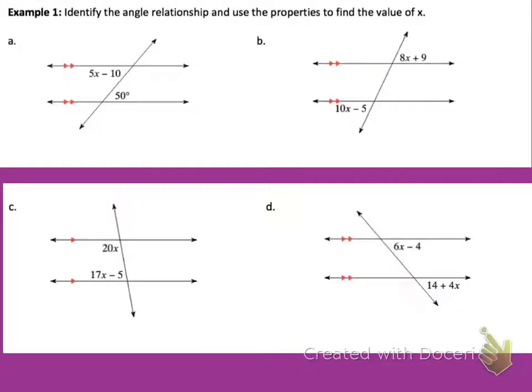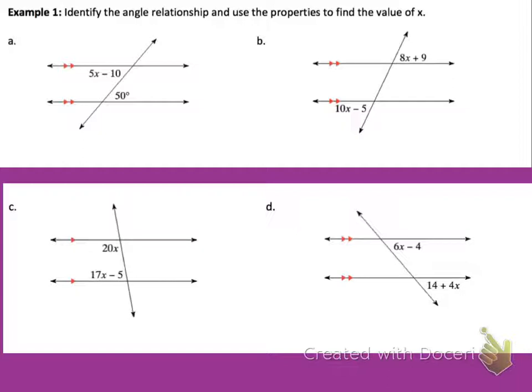So now we're going to move on and actually apply these properties to find some missing angles. Our directions are to identify the angle relationship and then use the properties to find the value of x. First of all, we're going to take a look at the angles that are labeled and see if we can figure out what type of angles they are. And clearly you can see in every one of these examples that the lines that are intersected by the transversal are parallel, because they have those little red arrows on them to show that they're parallel.